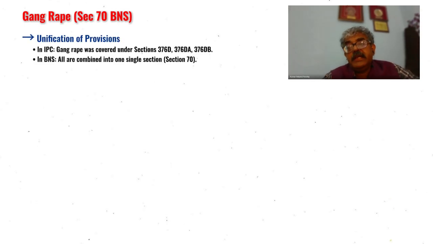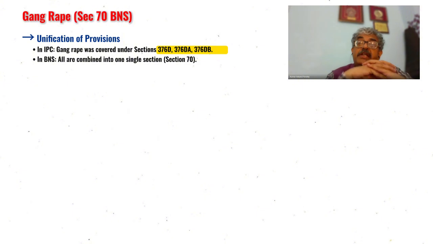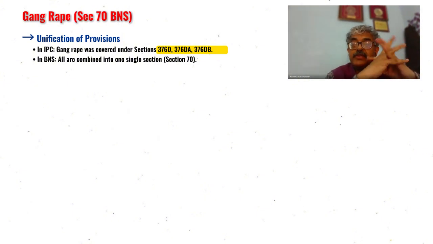Then Section 70 of Bharatiya Nyaya Sanhita, it punishes the offense of gang rape, and unlike Indian Penal Code, where the offense of gang rape and certain aggravated forms of gang rape were dealt in separate sections, Section 376D, Section 376DA, and Section 376DB, Section 70 of BNS unifies these three independently existing IPC provisions.